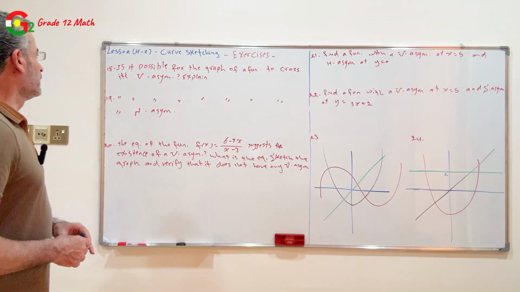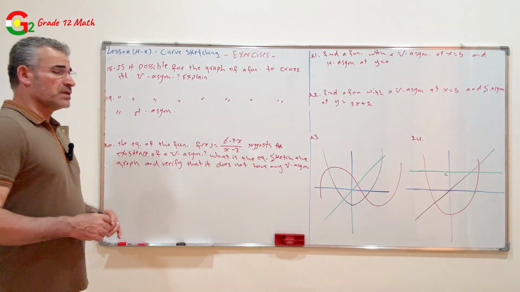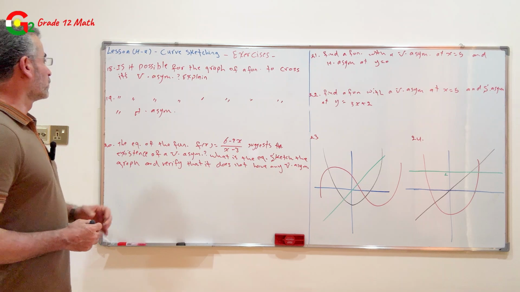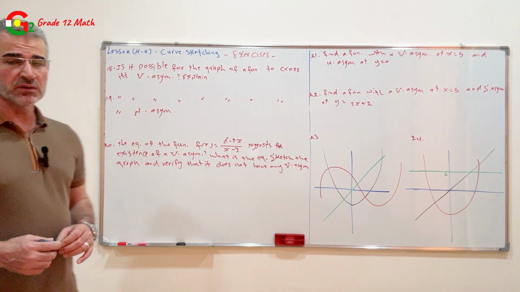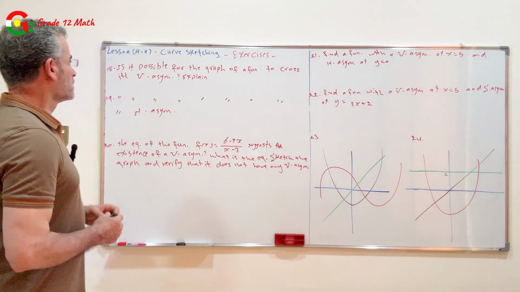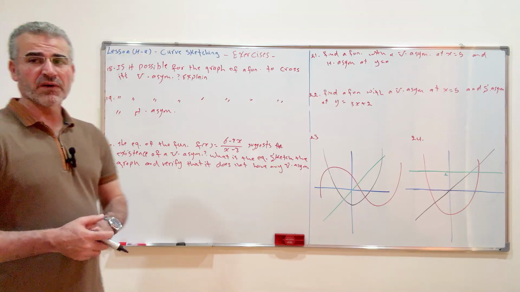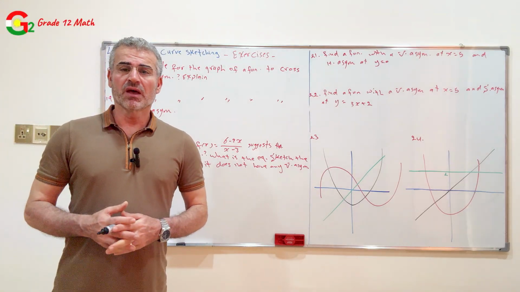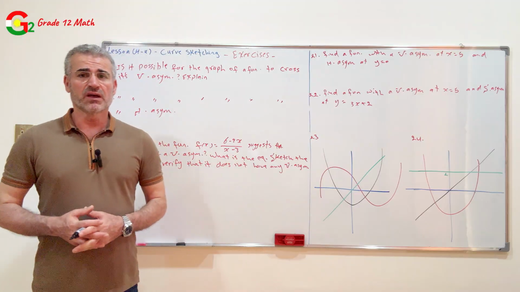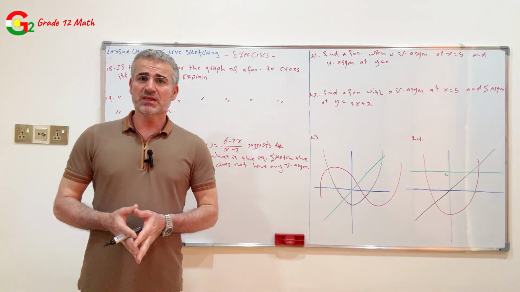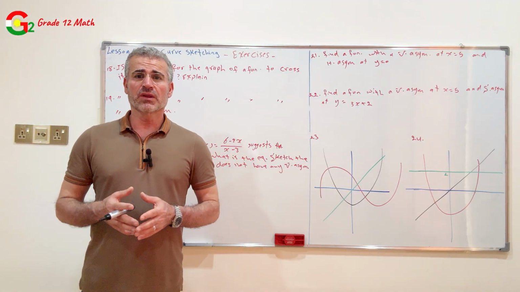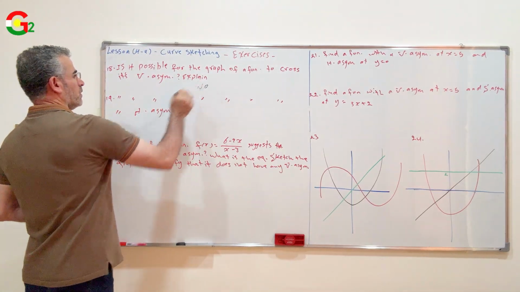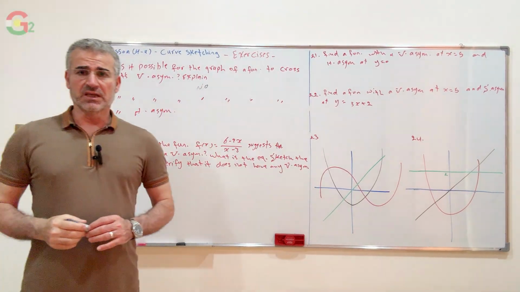Question number 18: is it possible for the graph of a function to cross its vertical asymptote? Explain. It is not possible for the graph of a function to cross the vertical asymptote, since the value of the vertical asymptote is not in the domain of the function. So the answer is no.